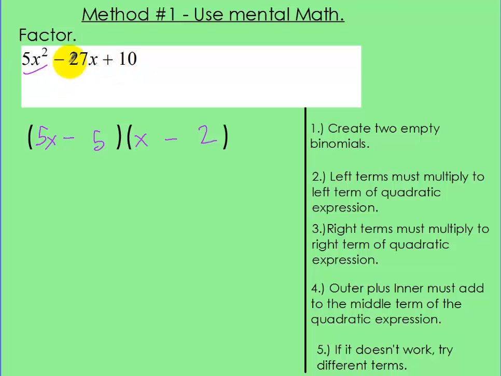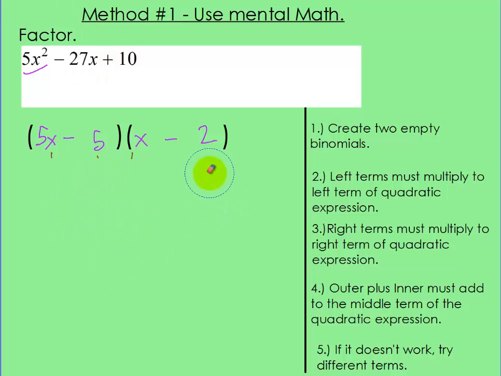All right, so now I'm going to check to see if they add to the middle. Negative 5 times x is negative 5x. 5 times negative 2 is negative 10x. If we add those up, that's negative 15x. And that does not work, because that does not match my negative 27. So I have to erase everything.